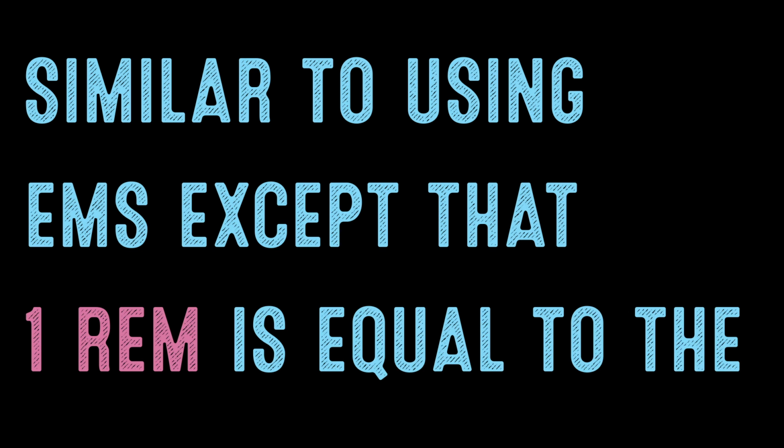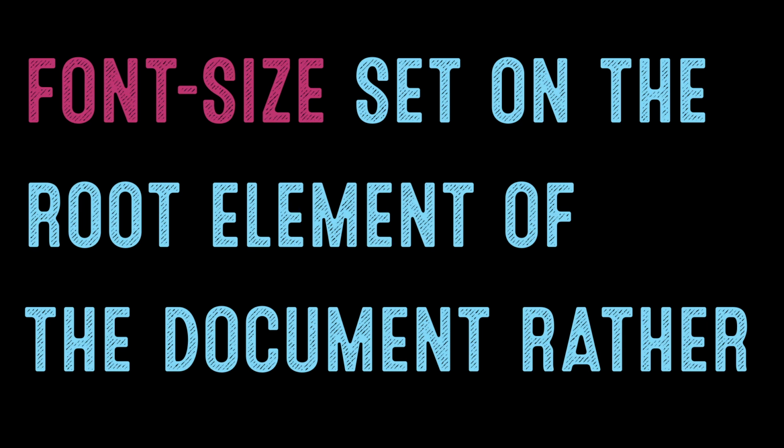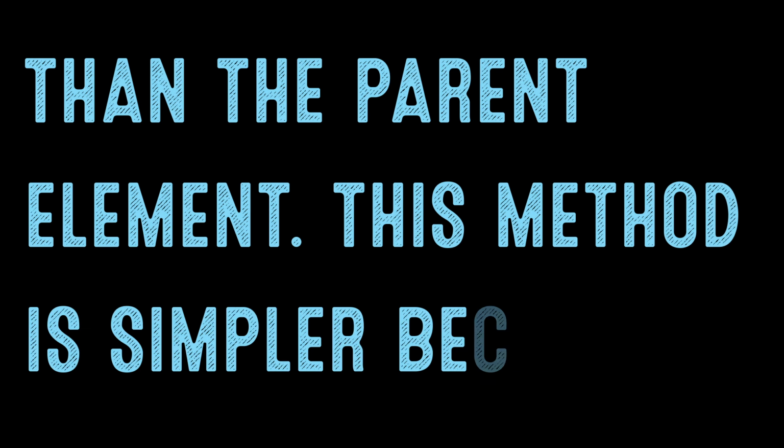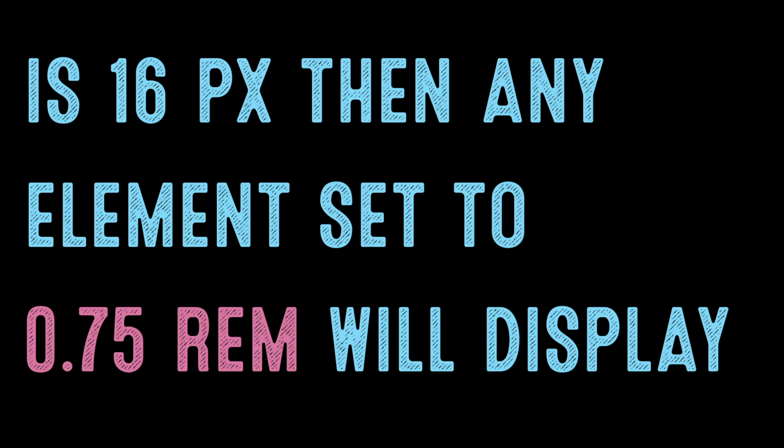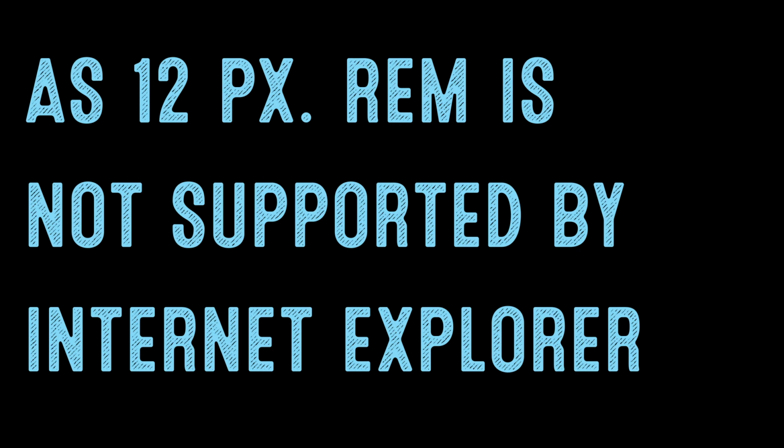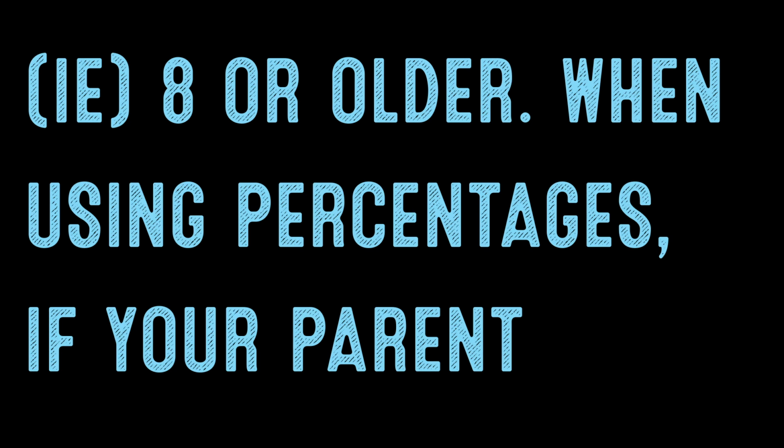Using rems is similar to using ems, except that 1 rem is equal to the font size set on the root element of the document rather than the parent element. This method is simpler because it becomes easier to work out the different relative font sizes. So if the font size on the root element, HTML, is 16 pixels, and then any element set to 0.75 rem will display as 12 pixels. Rem is not supported by Internet Explorer, IE8, or older.